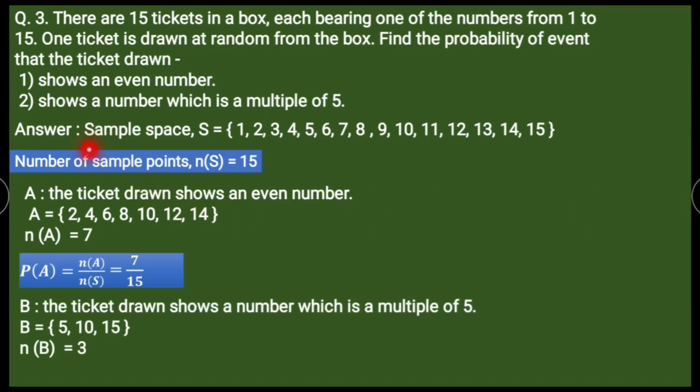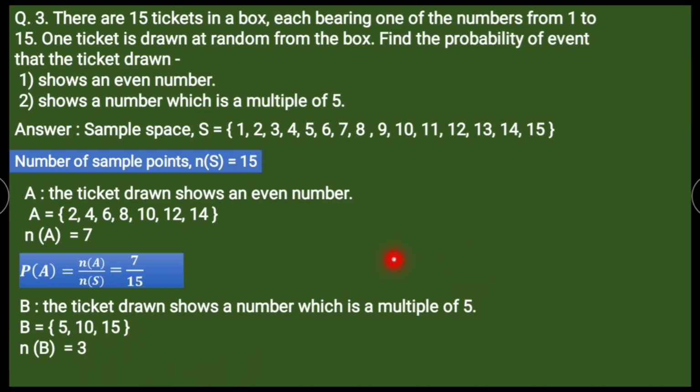Then second, the ticket drawn shows a number which is a multiple of 5. So we select the numbers 5, 10, 15, which are multiples of 5. So write event B as the ticket drawn shows a number which is a multiple of 5. So B contains the elements 5, 10, 15. Total elements are 3. So n(B) equals 3.